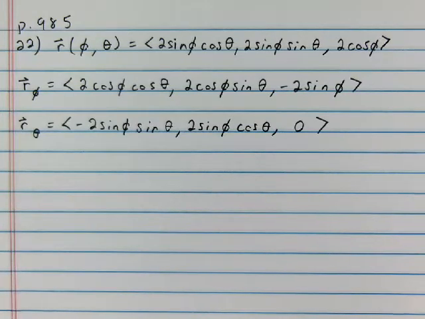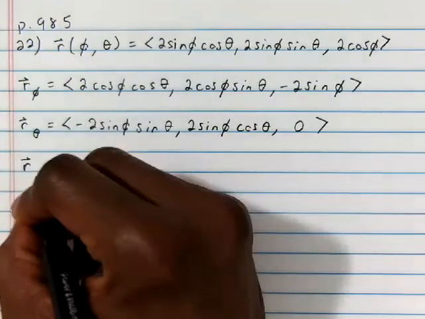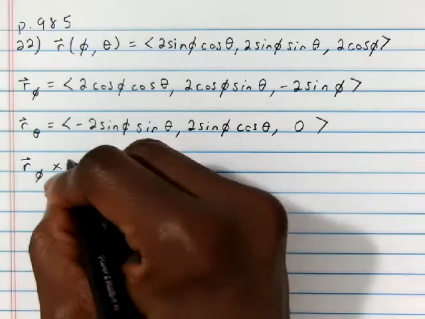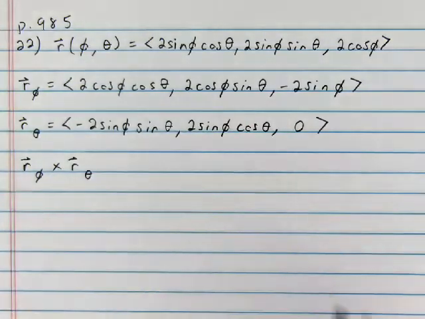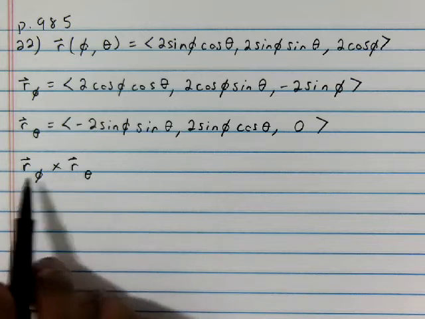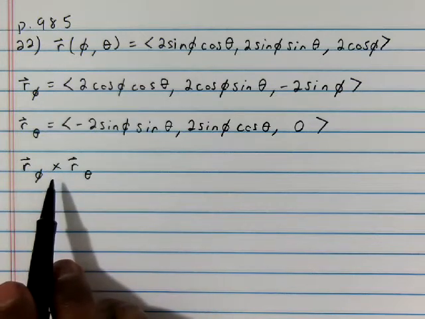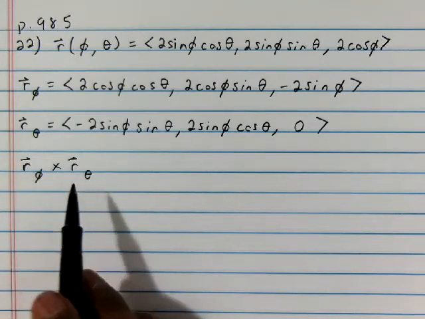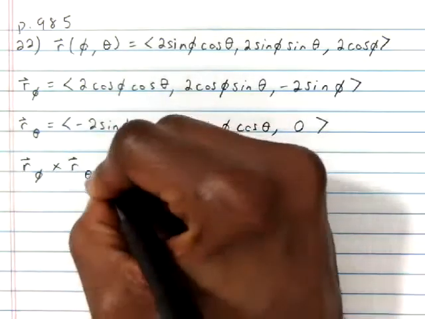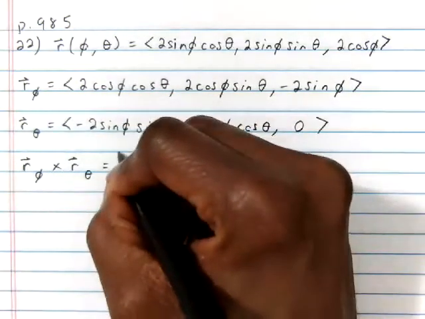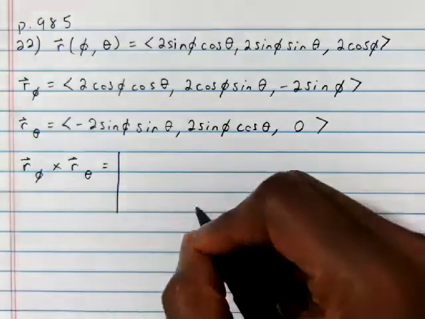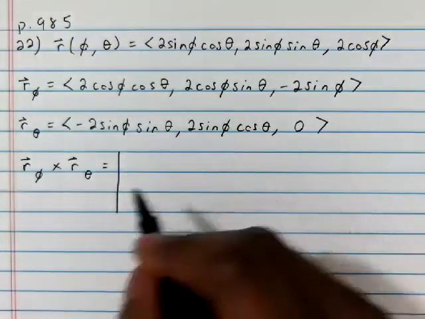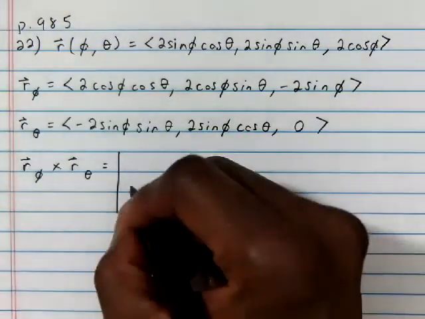We need to compute the cross product. So r sub phi cross r sub theta, and it doesn't matter the order in which you compute this product, because we're going to end up taking the magnitude of it anyway. So whichever way you compute it, the magnitude is going to be the same if you compute it the opposite of the way that I'm doing it. I'm going to write these in first because they're going to take up some space, and then I'll put the I, J, and K at the top.